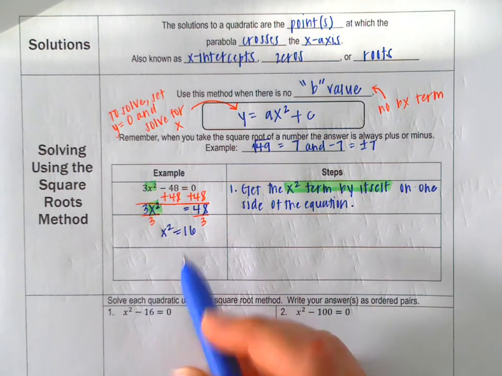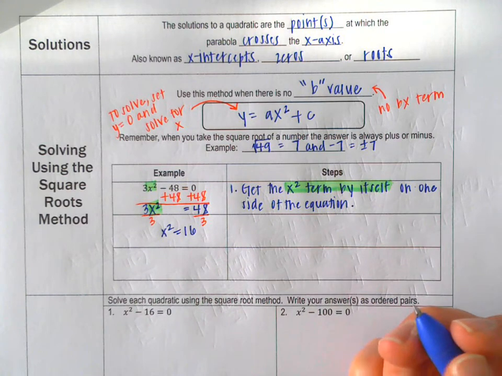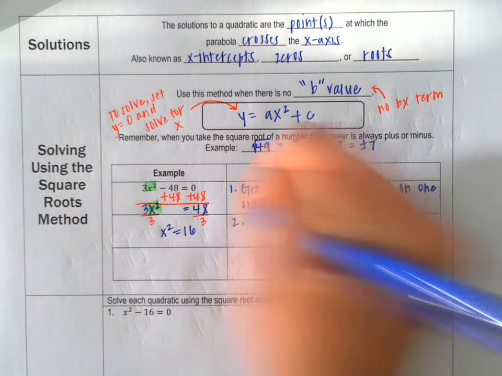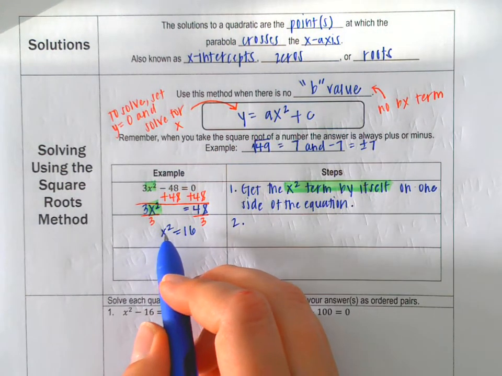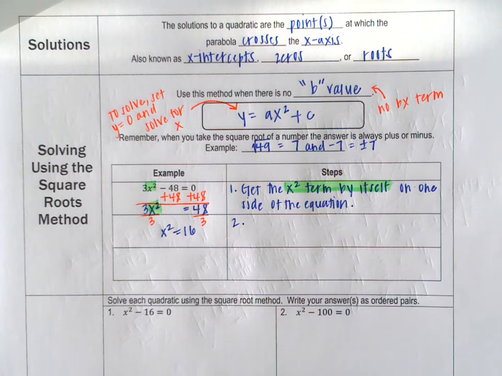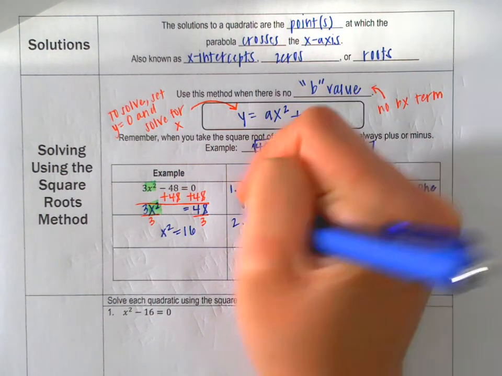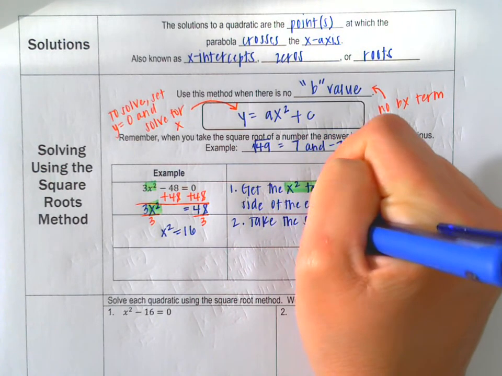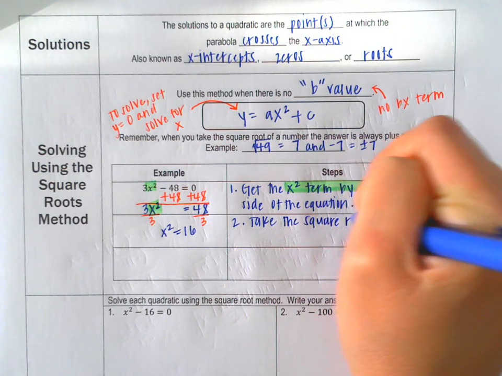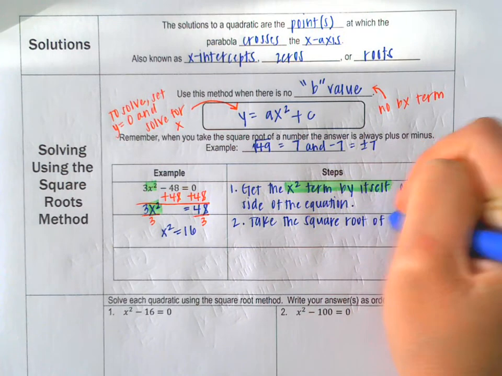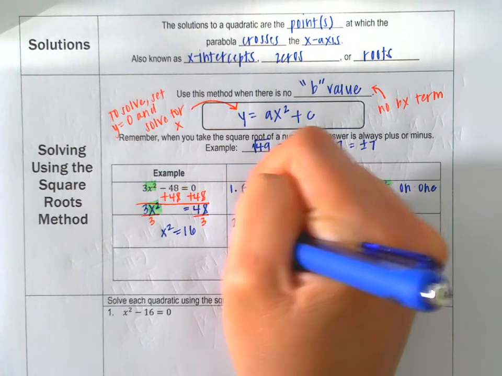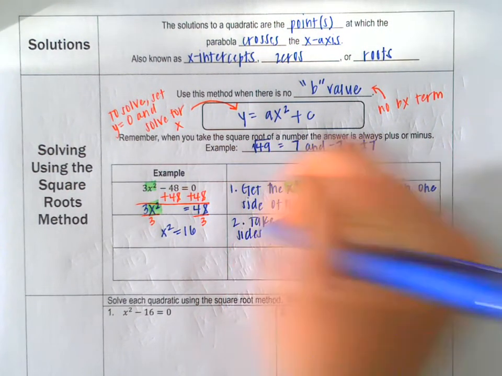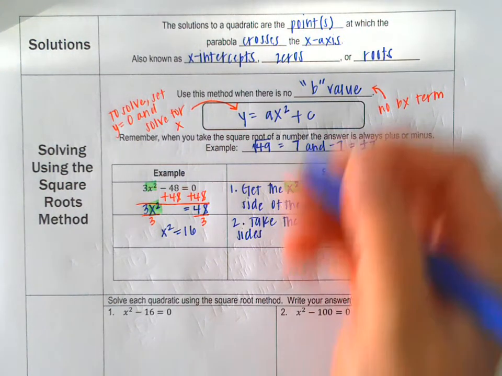Okay, so now that the x squared is by itself, our second step is really to undo the squaring. And we think, what's the opposite of something being squared? And that's square rooting something. So we take the square root of both sides. Because remember, whatever you do to one side of the equation, you have to do to the other side of the equation.